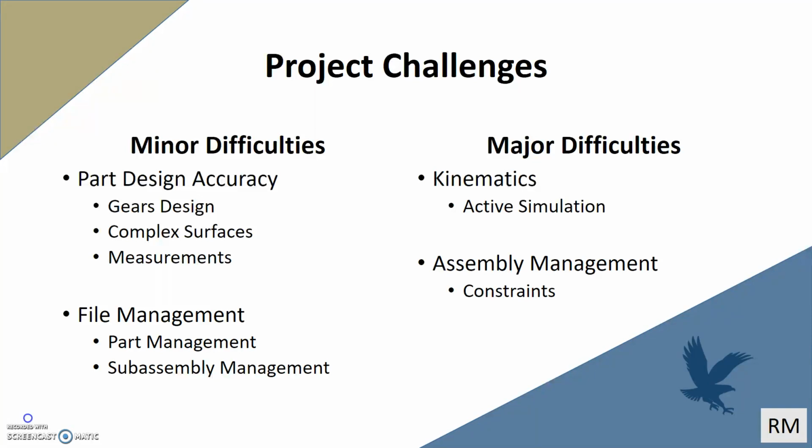And the next one is file management. As we mentioned, it has 57 parts, so we are in need to manage our files properly. So we implemented sub-assemblies to avoid any difficulties. And the major difficulties are kinematics and assembly management. Since it has multiple parts, we used multiple constraints to assemble the entire assembly properly, so that we will avoid any conflict in the end.